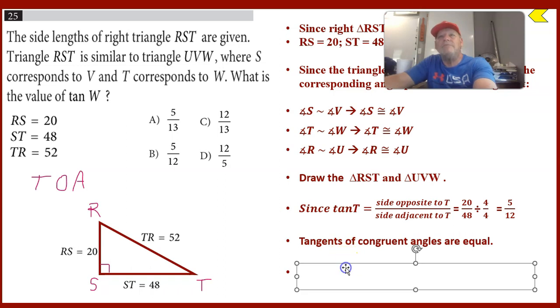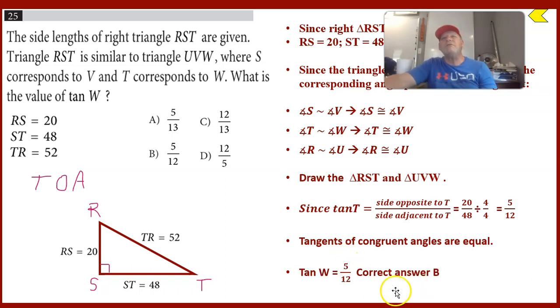So tangent W equals 5/12. Correct answer is B. Hopefully you were able to get B for that one. I'll give it a circle here. And now we will move on to number 26.